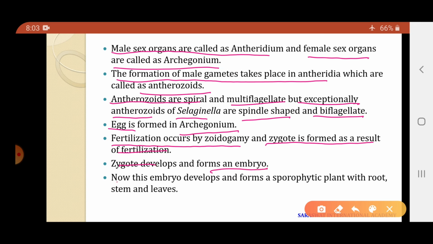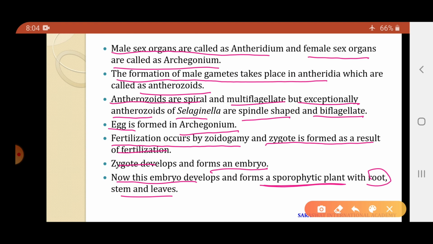Zygote develops and forms the embryo. Embryo develops and forms the sporophytic plant, which consists of roots, stem and leaves. See students, now how the development occurs. Those pteridophytes which are homosporous, in them each spore will germinate and develop the, what does it develop? It develops the gametophyte. Now, basically जो homosporous pteridophytes होते हैं, they are which type of plant? Monoecious. Monoecious यानी मेल रिप्रोडक्टिव ऑर्गन्स और फीमेल रिप्रोडक्टिव ऑर्गन्स एक ही प्लांट में डेवलप हो गए.